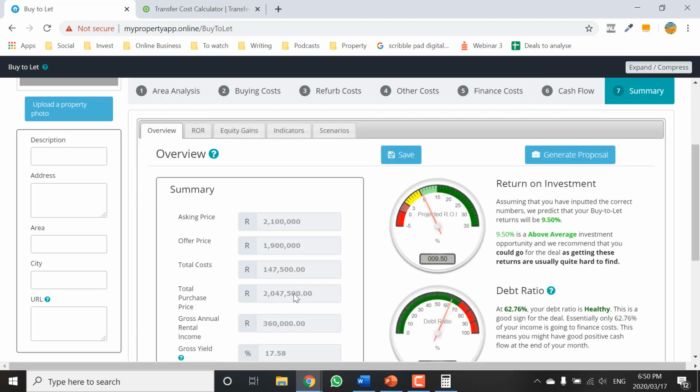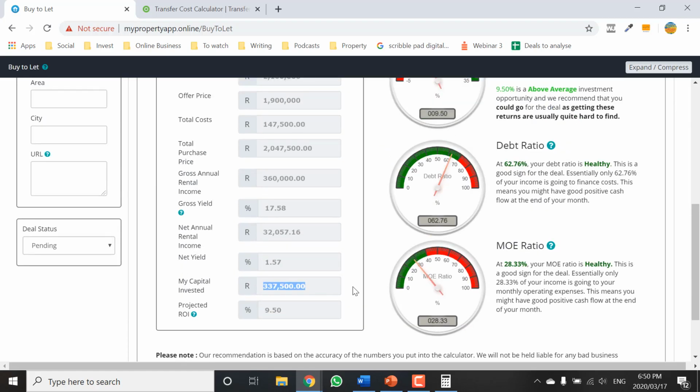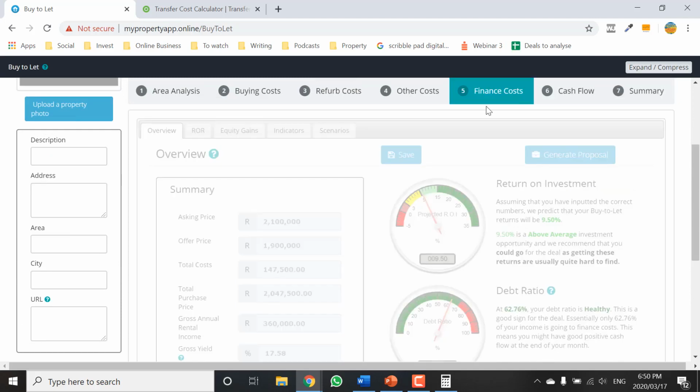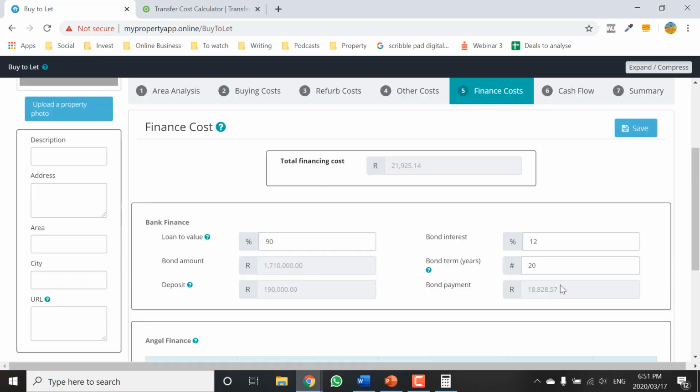You would, though, be required to put in about 340,000 Rand of your own money, which is a lot. If we go back to our financing costs, let's say you can get another angel investor. I'm just going to call him Sofiso. Maybe Sofiso, a family friend, is willing to loan you 300,000 Rand, and let's say the interest rate is 11% over 20 years.